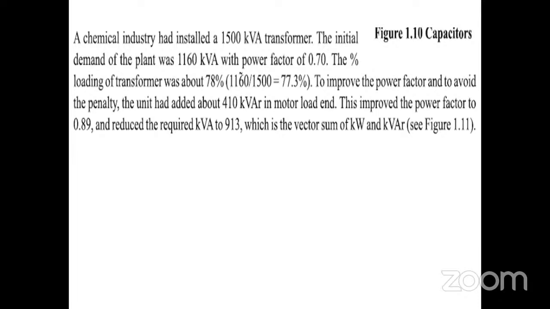A chemical industry has installed a 1500 kVA transformer. The initial demand for the plant is 1100 kVA with a power factor of 0.7. The percentage loading of the transformer was about 78%. To improve the power factor and to avoid the penalty, the unit added about 400 kVAR in motor load. This improved the power factor to 0.89 and reduced the required kVA to 913, which is the vector sum of kilowatt and kVAR.